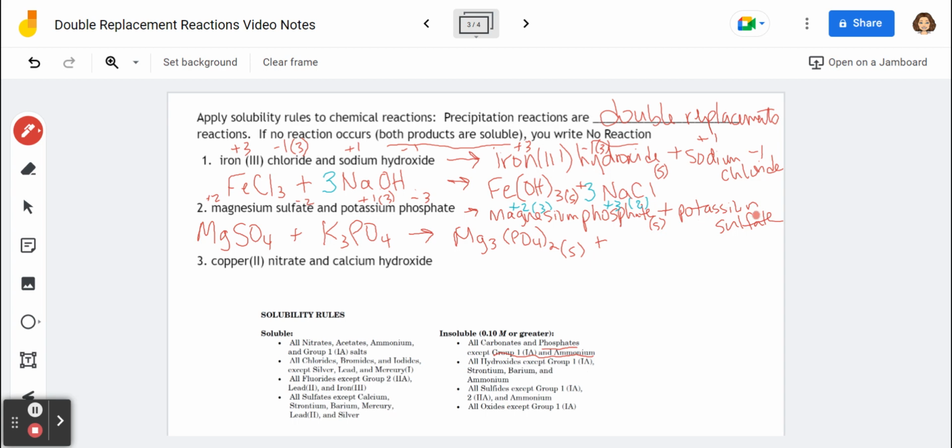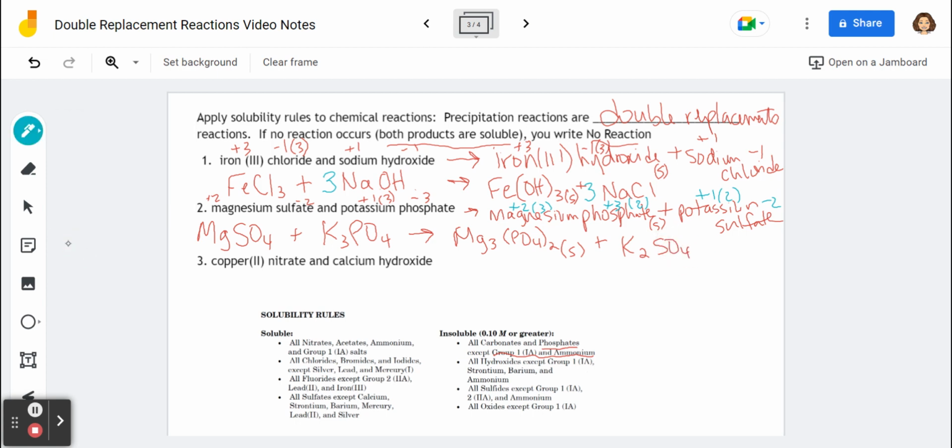And then we get potassium sulfate. So again, potassium we said was +1, and sulfate we said was -2. So those don't equal 0, so we'd have to multiply potassium times 2. And so we get K2SO4.